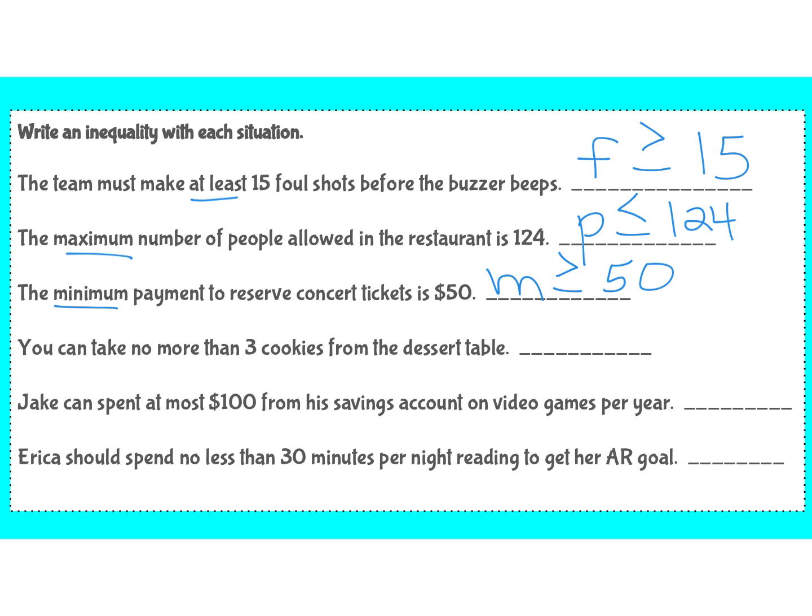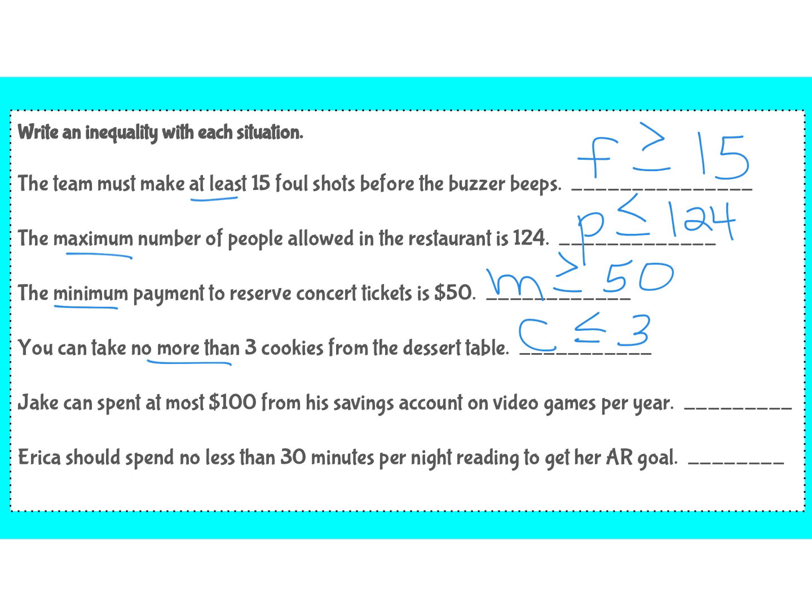The next one, you can take no more than 3 cookies from the dessert table. So your number of cookies has to be less than 3, no more than. Okay, so the question there is, could the equal to symbol work here? You can take no more than 3. So are you allowed to take 3? Yeah, you are. So that would be an equal to symbol as well.